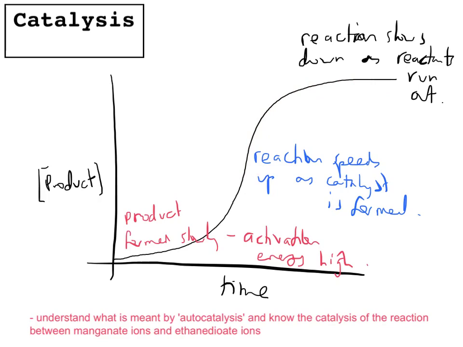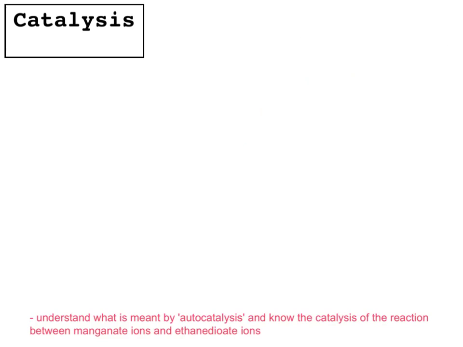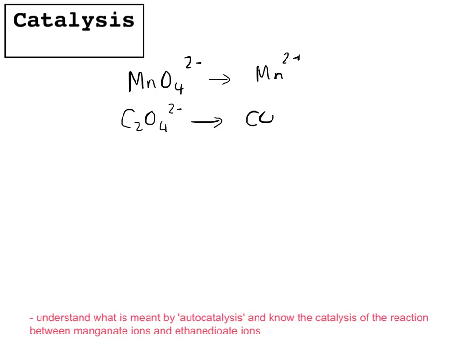And an example of an auto-catalyzed reaction is a reaction between manganate ions and ethanedioate ions. Now, you will be expected to know this reaction, but you can work it out as long as you know what the reactants and products are. So your manganate ions are MnO4-, and they turn into Mn2+. And your ethanedioate ions are C2O4 2-, and they turn into CO2.